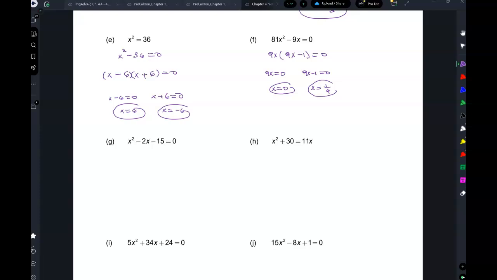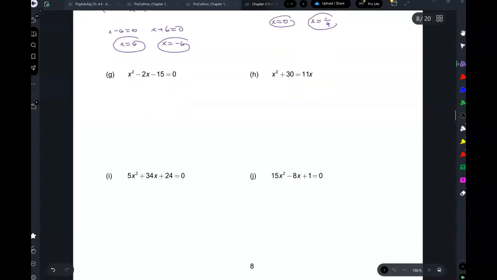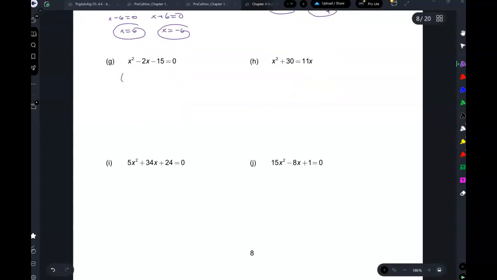The next one is a trinomial. It does not have a GCF to factor out. And then, does it follow a special case? No, because it's not a perfect square in the first and the last. Okay, so I factor this, right? I need two numbers to multiply to negative 15 and add to negative 2. So what do you guys think?